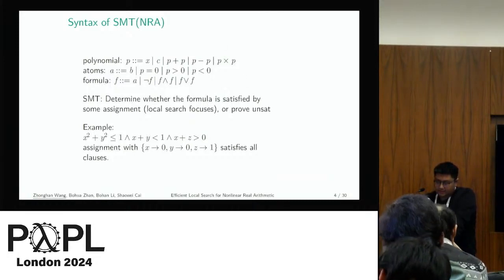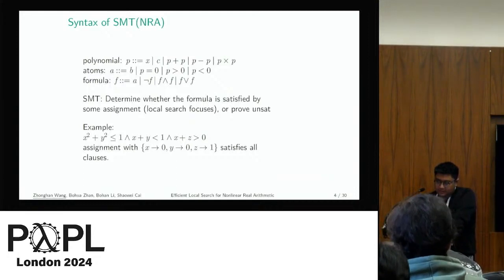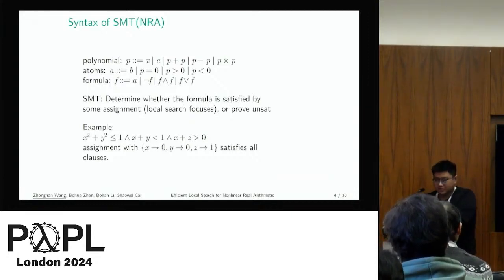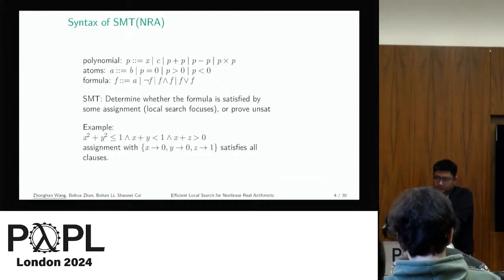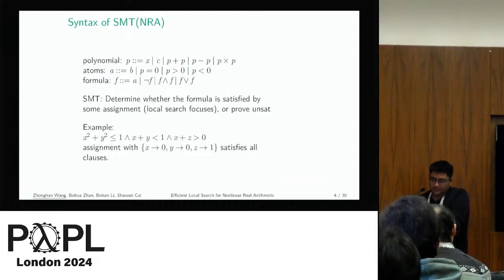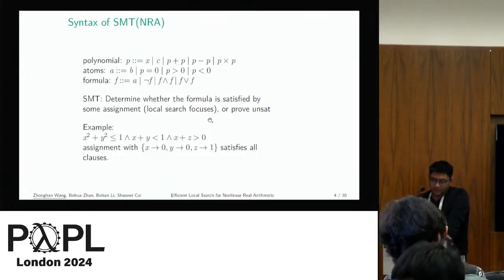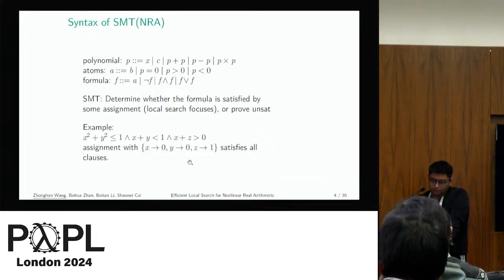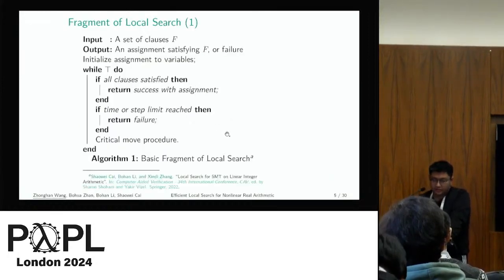The satisfiability problem is to determine whether the formula is satisfied by some assignment. In this case, the local search focuses on finding some assignment that can satisfy all the formulas. Or we can say that we can prove unsat for this instance. And here is an example. You can replace all the variables with the assignment below, and you can find that the formula is satisfied.